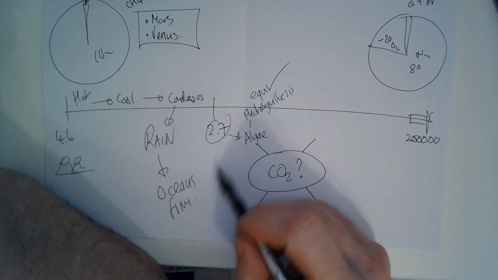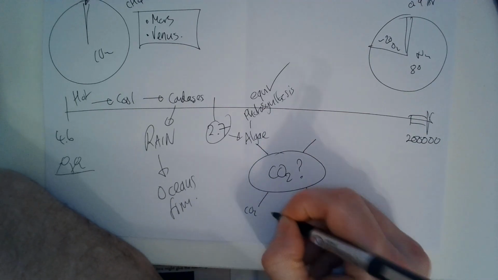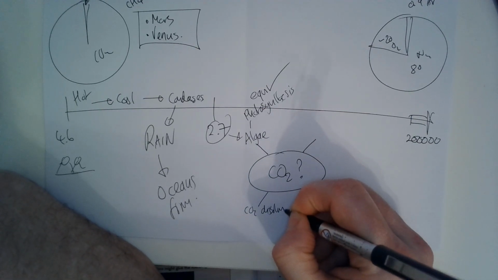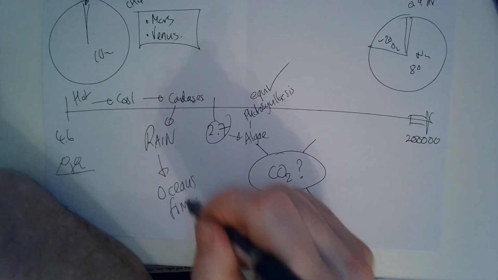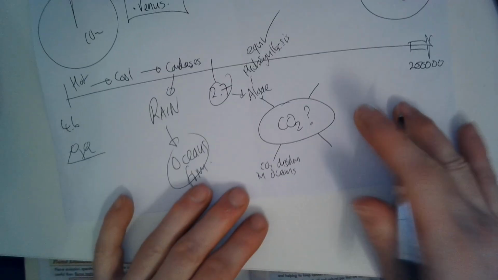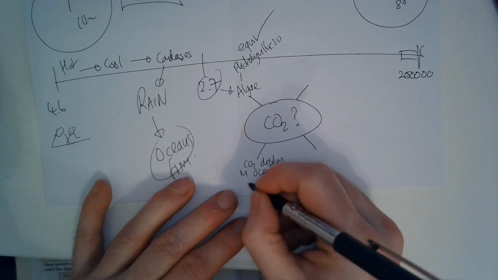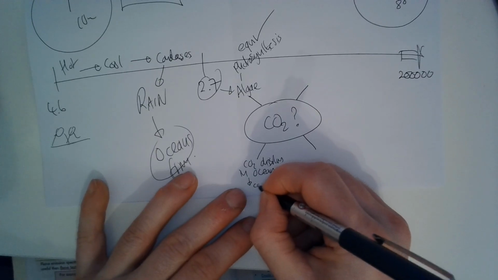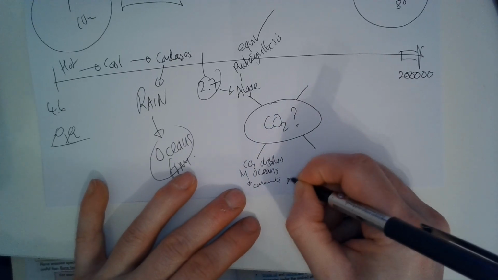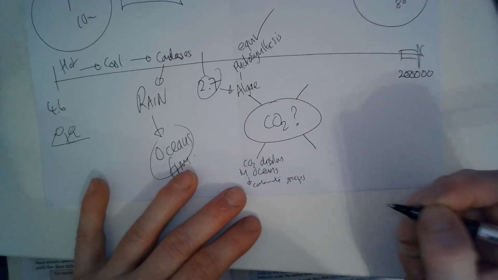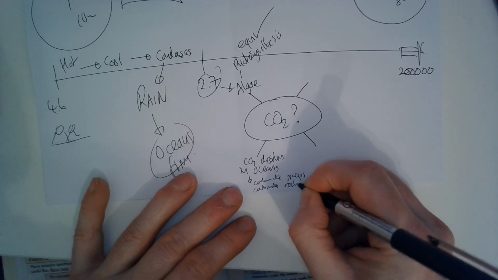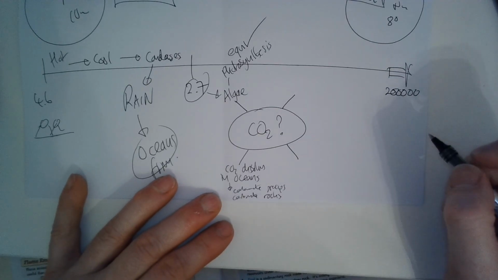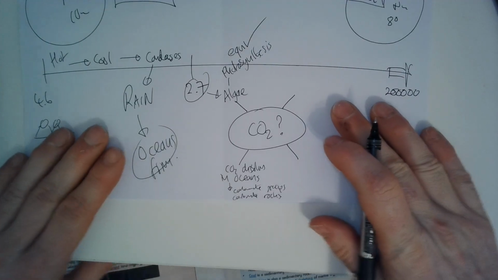All right, let's get it in order though. CO2 dissolves in the oceans. Well, that can only happen once this is done. CO2 dissolves in the oceans. This is the fiddly bit. Forms carbonate precipitate. I'm just going to write precips. Forms carbonate rocks. Limestone is a carbonate rock, by the way.